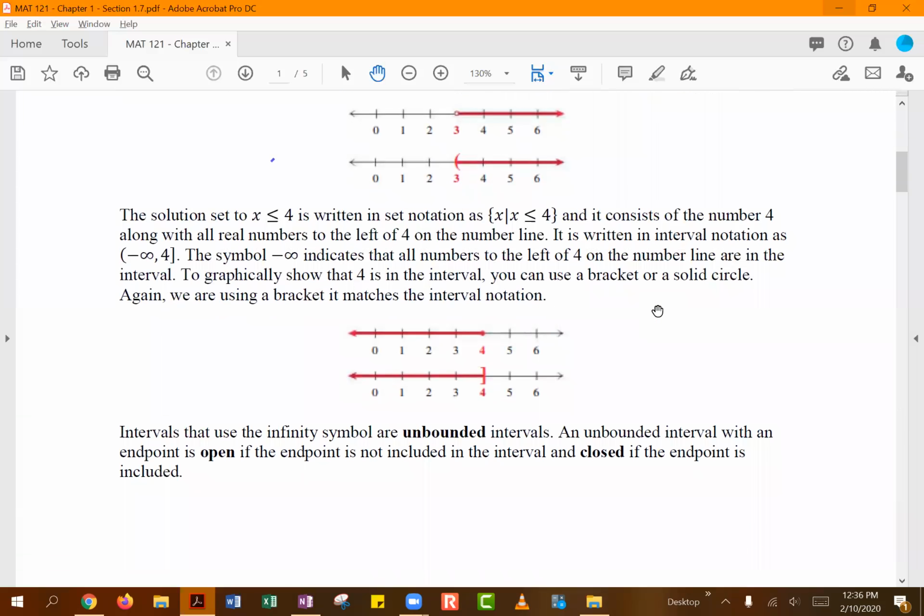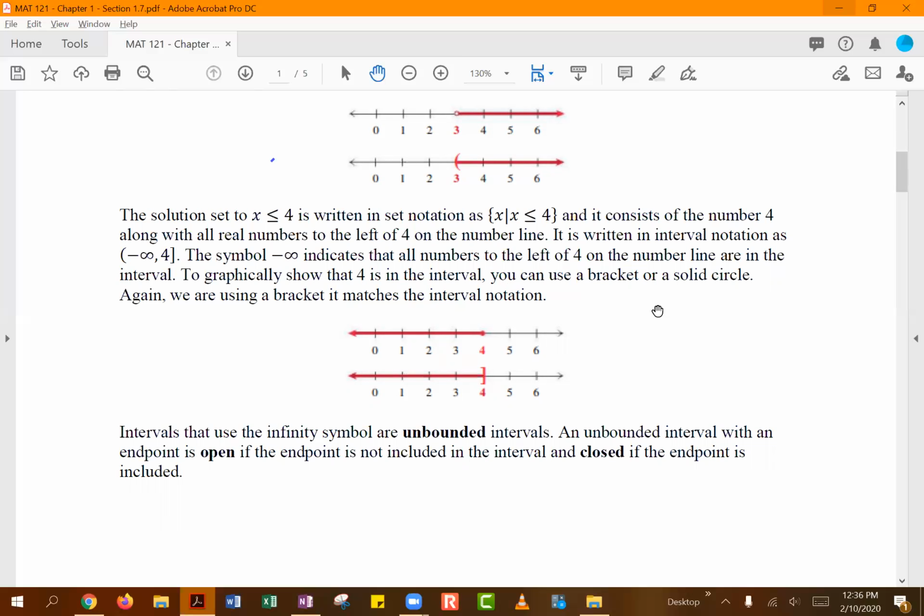And then graphically, it's basically a closed circle, or again a bracket, to show you that that number is being included. Now this one we said less than 4, right? Which means we are going towards negative infinity. So you will notice we're writing this as starting with negative infinity all the way up to 4, and then we put a bracket on 4 to show that it's included. So in interval notation, we always put the smaller number first and then the larger number.